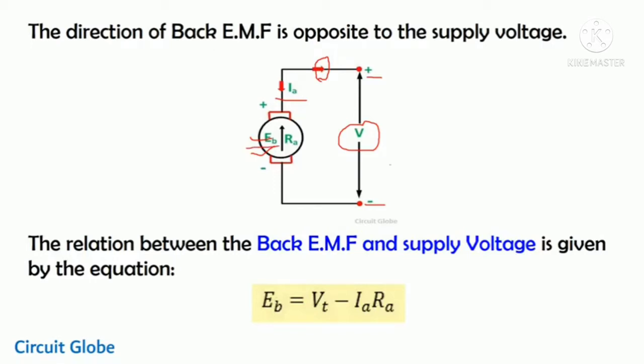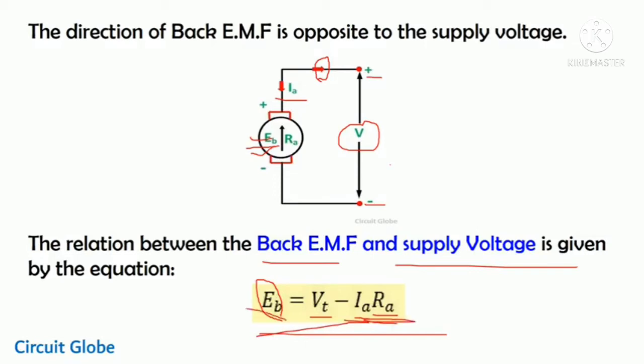The relation between the back EMF and the supply voltage is given by this equation. Here EB shows the back EMF induced in the armature conductor, VT is the terminal voltage, IA is the current in the armature and RA is the resistance of the armature. So this equation shows the total EMF induced in the conductor. Here one more thing you can see is that the back EMF is inversely proportional to the armature current. So if back EMF increases, the value of the armature current decreases.